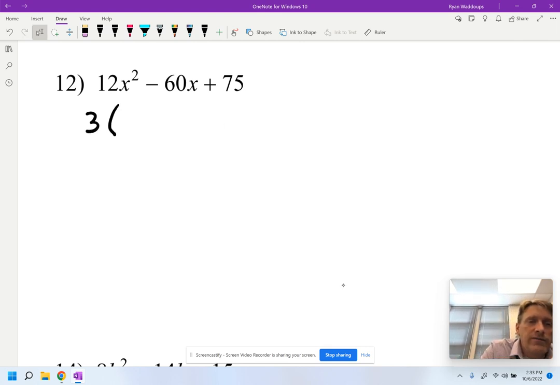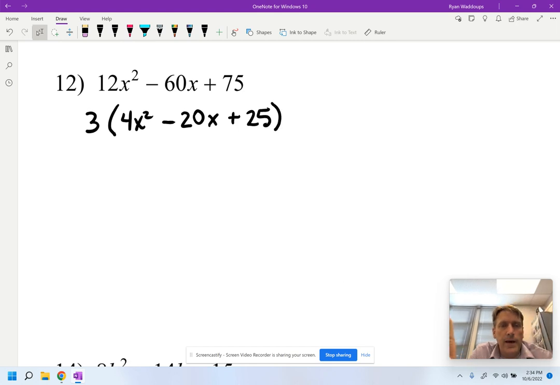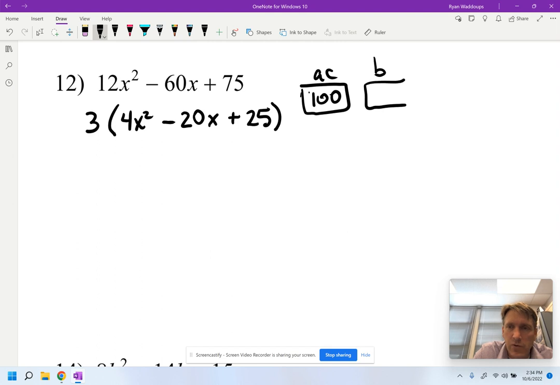So I take 3, and I'm left with 4x squared minus 20x, and then plus 25. And so then I say to myself, my AC value is 4 times 25, or 100. And my B value is negative 20. So this time both numbers are going to be negative.